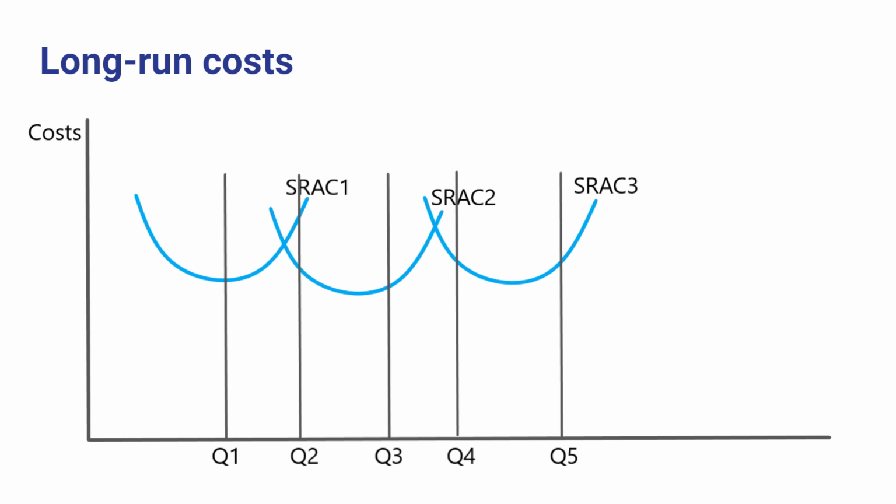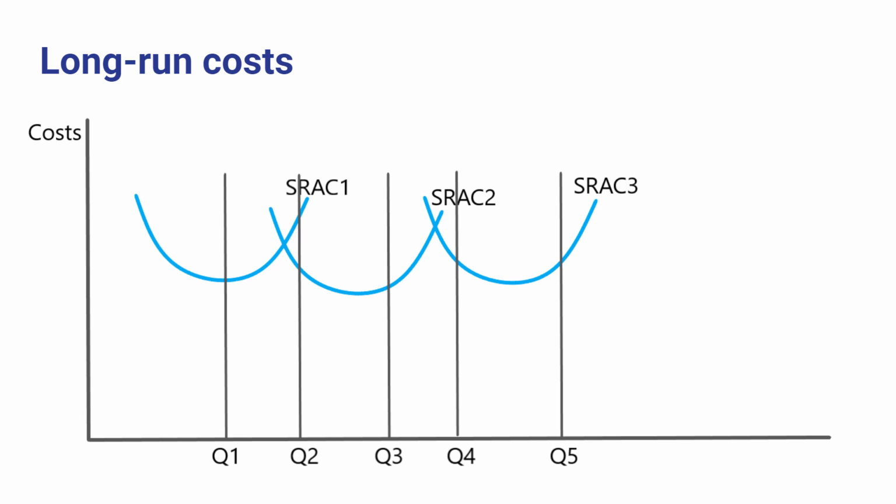and similarly at Q5. The basic decision rule is at any given level of output, in the long run, the firm gets to choose among all possible levels of capital, and it will always choose that level of capital that lets it produce output at the lowest cost per unit.